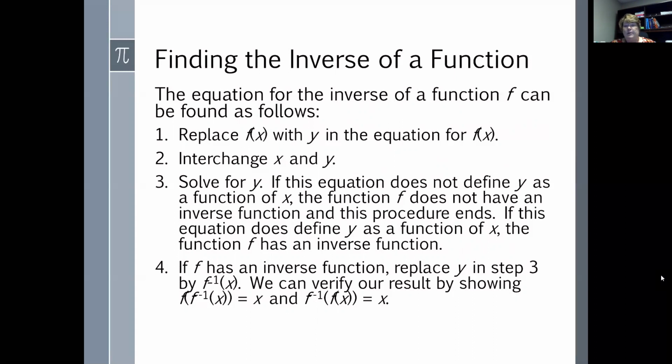If f has an inverse function, replace y in step 3 with f inverse of x. We can verify our results by showing f evaluated at f inverse of x equals x, and the inverse of f evaluated at f of x is also equal to x.